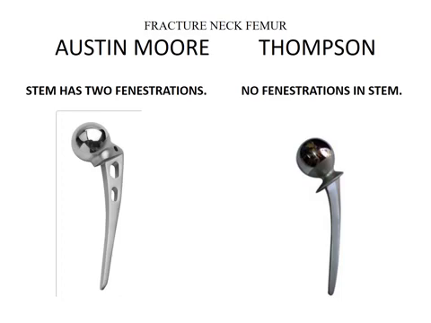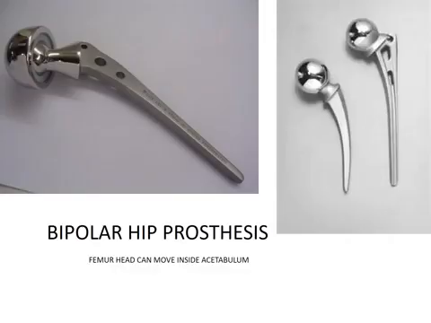In Austin Moore prosthesis, we had two fenestrations, two holes. To remember, in Austin Moore, two O's come together. They come together, so there are two holes. Thompson is a hemiarthroplasty replacing half the joint, but there are no holes. Remember, it also has two O's, but two O's are not together, they are separated out. In Austin Moore, they are together, so they are for fenestrations, two fenestrations, Austin Moore hemiarthroplasty.